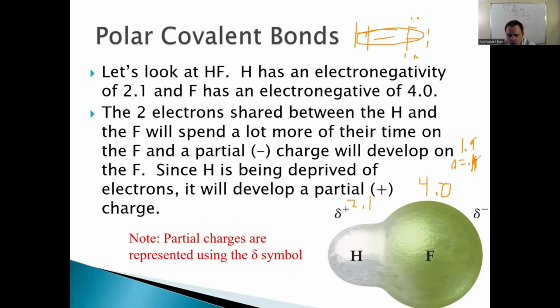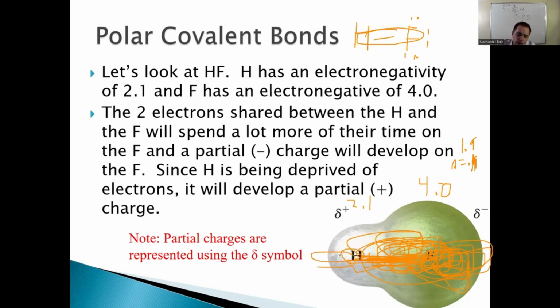1.9. So that is a very polar bond. In fact, if the difference in electronegativity was 2, we would call it ionic. So this is as polar as a covalent bond can get. What does that mean? That means that hydrogen and fluorine are supposed to be sharing 2 electrons. But what's really happening is the fluorine is hogging them. Those electrons are spending 95% of their time on fluorine.